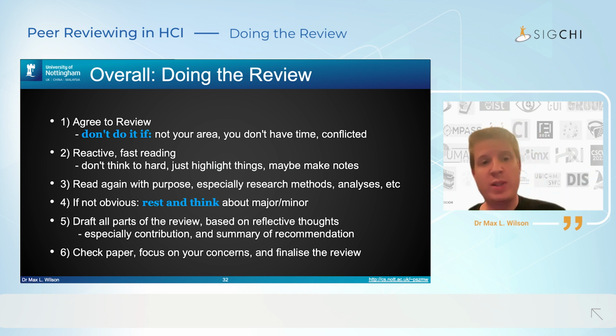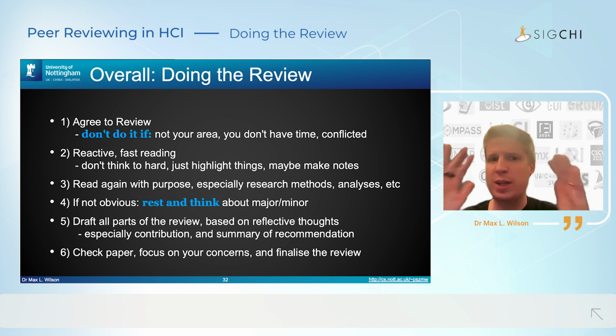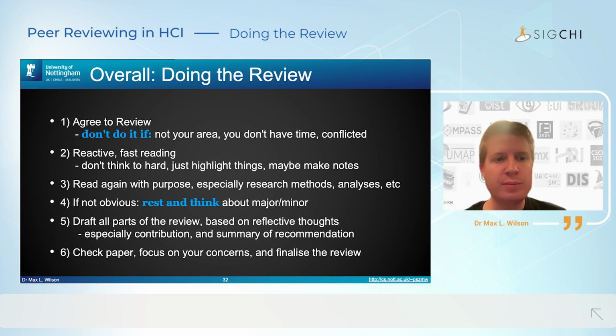The second step, I would say, is reactive fast reading, and I'll explain this more later, but it's just a get-overview type of reading, not deep reading. The third step is the deep reading, where you go into stuff in detail. And then really important is the rest and think stage. Ideally, you want to build enough time into your reviewing that you actually get the chance to rest and think. And then there's drafting all parts of the review, and then to double check stuff and submit is the sixth step. But we'll go into these in more detail.